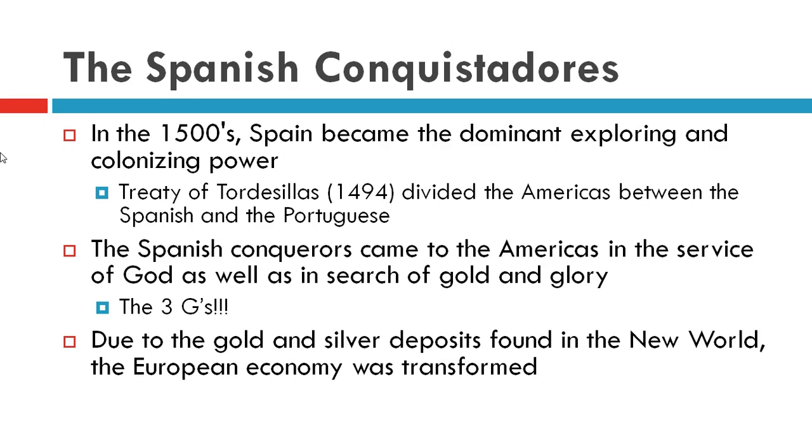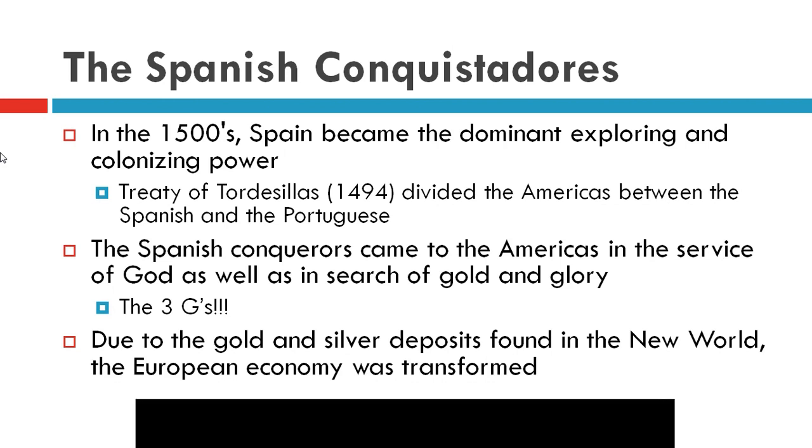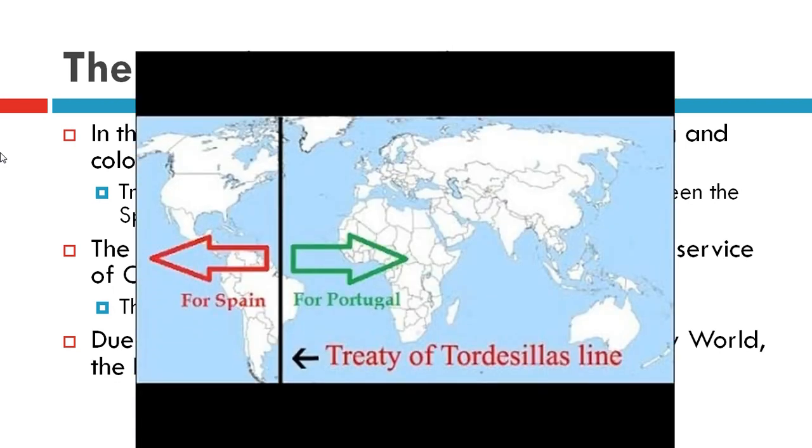Due to the gold and silver deposits found in the New World, the European economy was transformed. In the textbook, it does say that this perhaps sparked the beginning of capitalism as a new economic system. And here's a map showing the Treaty of Tordesillas line. As you can see, Portugal did not make out so well in the New World, but they do have, obviously, Brazil. And so Portuguese is still the language that's spoken in Brazil.